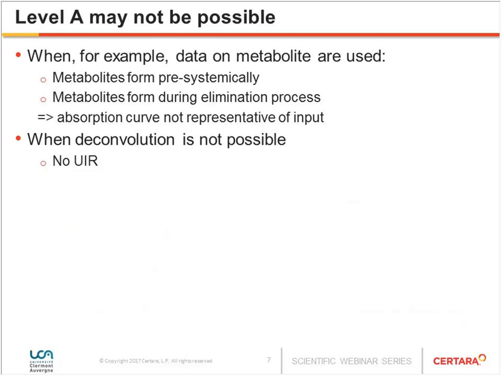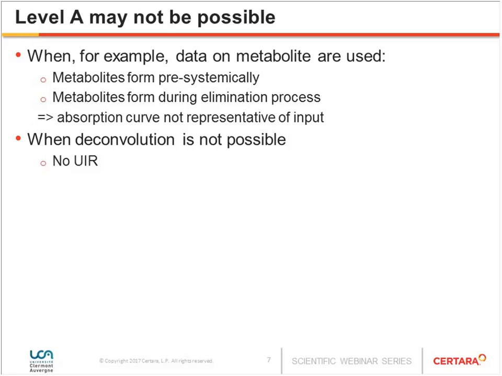Sometimes, even if level A is said to be better and you must try to do it, you cannot make a level A IVIVC. You cannot make a level A IVIVC, for example, when you use some metabolites data. That means you have the parent drug which is administered to the patients and you are going to measure in the blood the metabolite, because it's quite complicated to measure the parent drug, or the metabolite is active and the parent is inactive. Even if, according to bioequivalence guidelines, you always have to measure the parent compound.